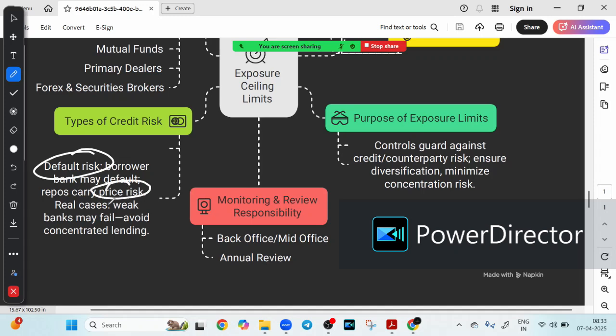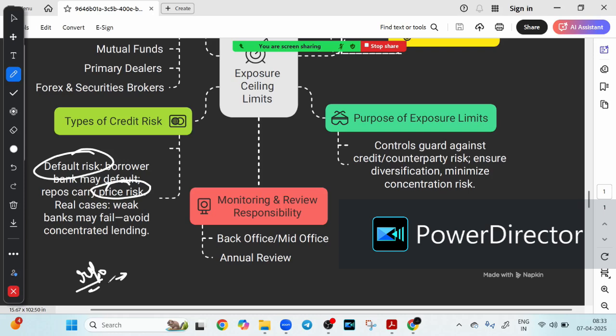You see this price risk. Price risk means what? Let's take the real case of repo. A repo might carry risk if the price drops. Weak banks have failed before. So the treasury team avoids concentrated lending and spreads the risk smartly. Yes, concentration risk should be avoided. We should spread the risk.